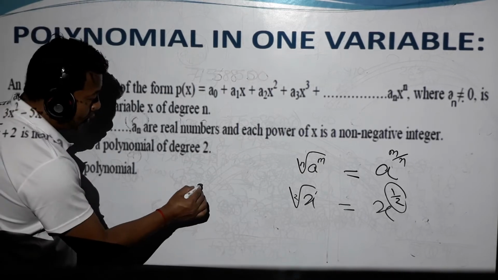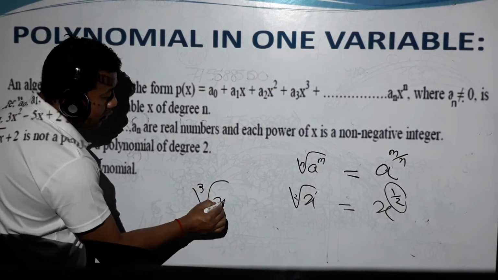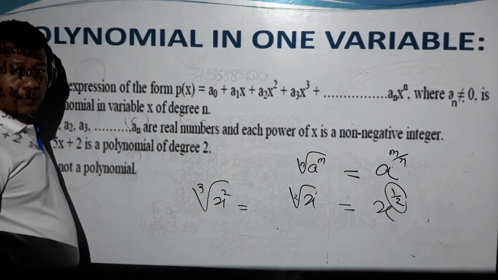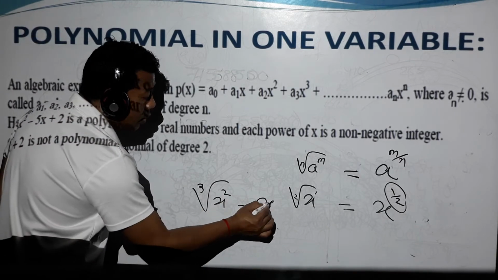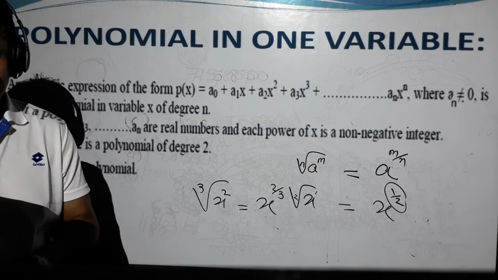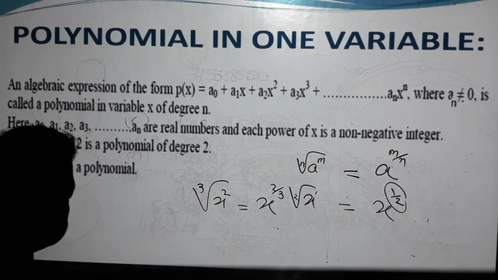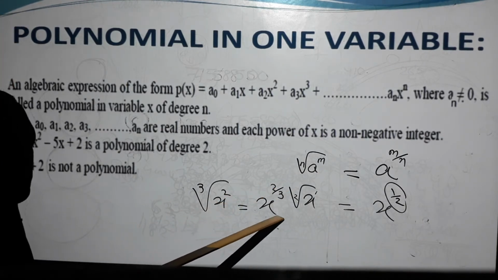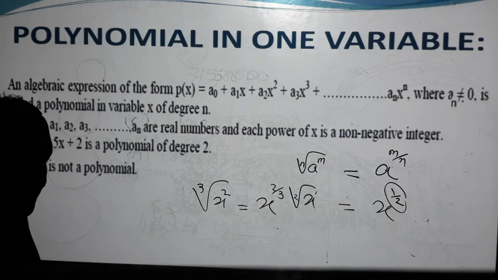Another case is when you write like this. How are you going to write it in the exponential form? x to the power 2 by 3. So this is called radical form and this is called exponential form.